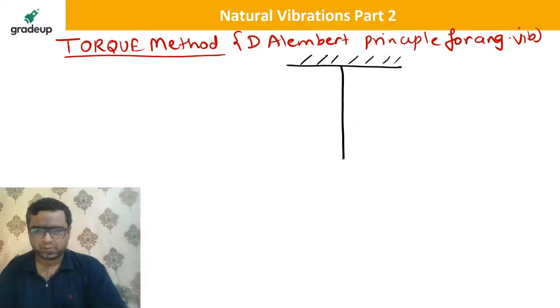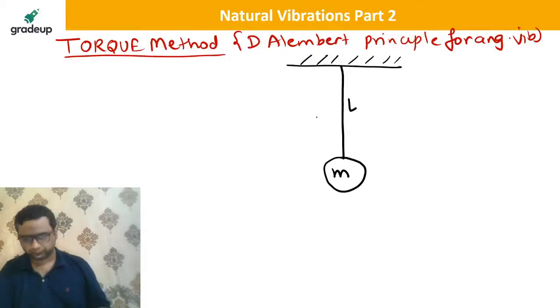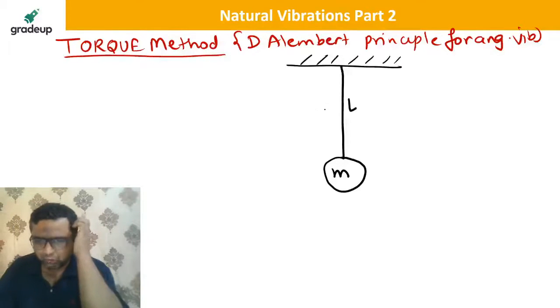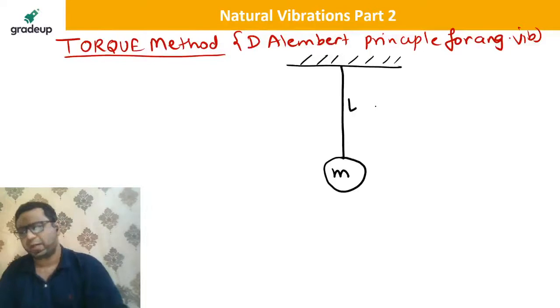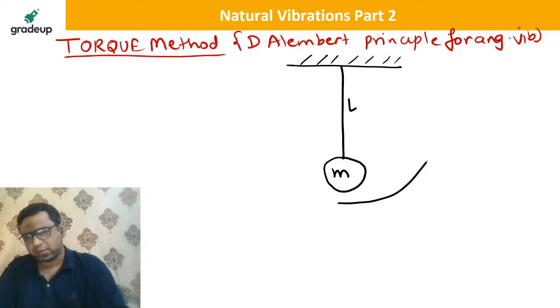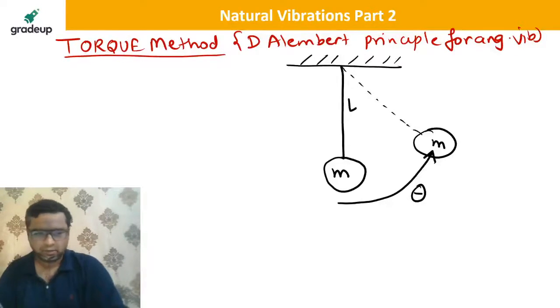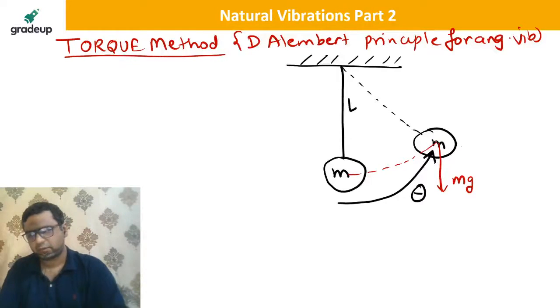This is a simple pendulum. I am going to take mass M, length L. And my dear, you know that for vibration, initial disturbance is required. Let us give an angle theta. Rotate it by an angle of theta. This is initial disturbance. And you know what we have done here? M is acting in downward direction. This is mg. And this angle is theta as we have rotated it by theta.